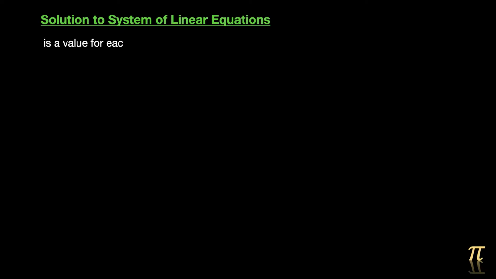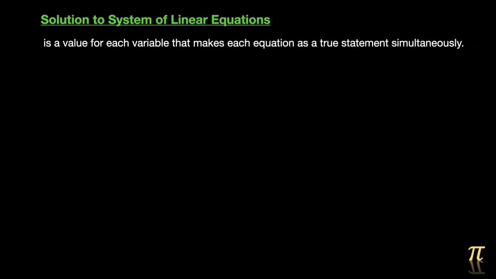Now let us discuss the solution to a system of linear equations. It is the value for each variable that makes each equation a true statement simultaneously. For example, if we have a system of linear equations in two variables, a solution means values of x and y such that these values make each equation involved in the system a true statement.